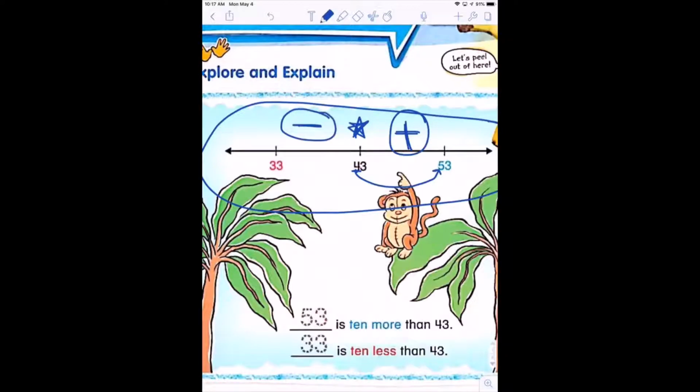I start on 43, so 43 minus 10 less. 4, if I take 1 away from 4, it leaves me 3. So that would be 33. So 43 and 10 more is 53. I'm adding. 43 and 10 less is 33 because I'm subtracting.